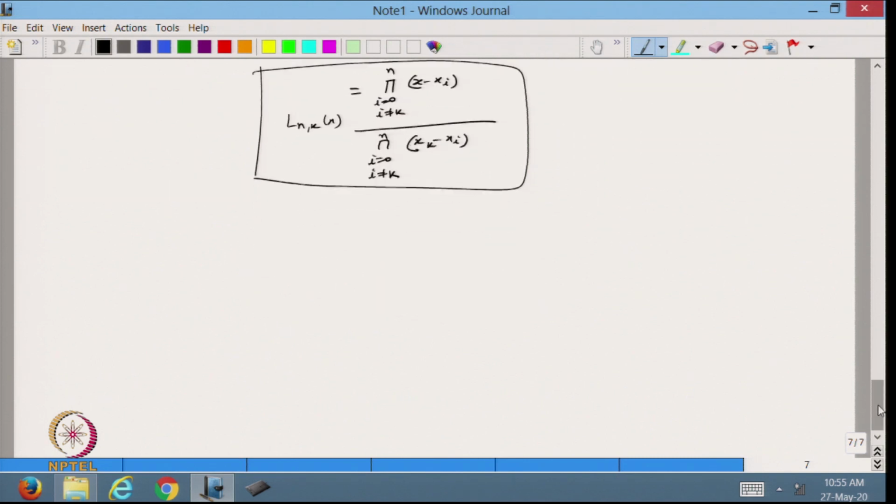Now, we want to define from here the error involved in the Lagrange interpolating polynomial.